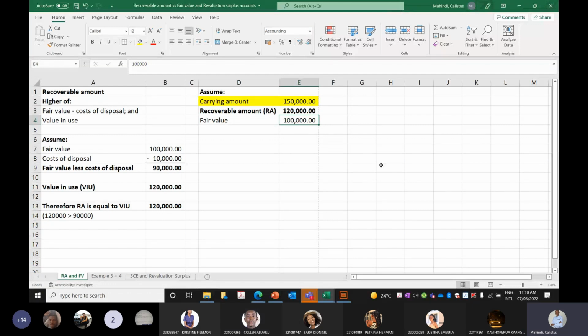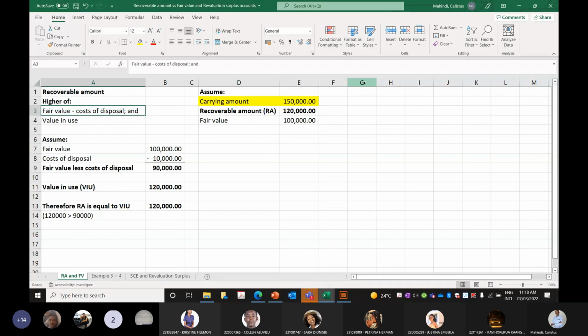So a revaluation is a write down to fair value. It's not an impairment loss. It's not the same thing as an impairment loss, because an impairment loss is the write down to the higher of the fair value less cost to sell or the value in use, which is the recoverable amount. And that is not what we're doing. We're not writing something down to the recoverable amount. We're writing something down to fair value because we are using the revaluation model.